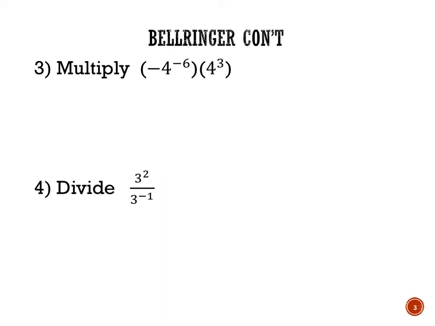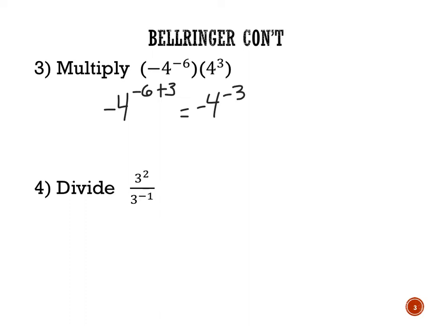Number 3, multiply negative 4 raised to the negative 6th power times 4 to the 3rd power. When multiplying with a negative and a positive, it's going to equal your negative. So we're going to keep our base, so it's going to be negative 4. Then we'll add our exponents, so negative 6 plus 3, which equals negative 4 to the negative 3rd.